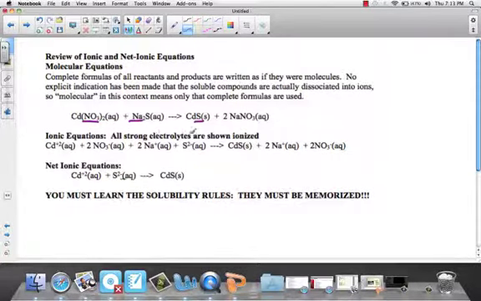Ionic is taking all strong electrolytes and showing them as they're ionized. I went over this with a couple of you. You break down cadmium nitrate. So you've got Cd2+ aqueous, plus 2 nitrates, NO3 minus, the 2 telling us how many nitrates. Plus we have 2 Na+ plus S2-. Remember, the CdS stays intact because it's a solid. It's not going to dissociate, it formed a precipitate. And then 2 Na+ aqueous and 2 NO3- aqueous.